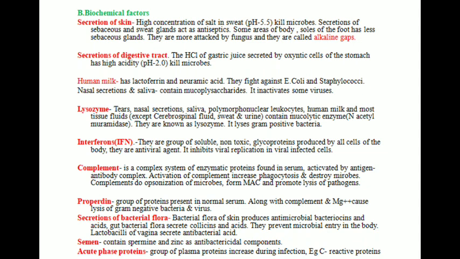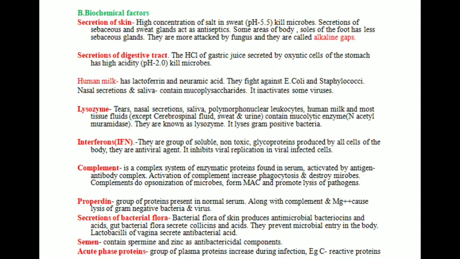The nasal secretions and saliva contain mucopolysaccharides. It inactivates some viruses. Then lysozyme: the tears, nasal secretions, saliva, polymorphonuclear leukocytes, human milk and most tissue fluids except cerebrospinal fluid, sweat and urine contain a mucolytic enzyme called N-acetyl muramidase. This enzyme is known as lysozyme. It lyses gram-positive bacteria. Then interferons, they are a group of soluble non-toxic glycoproteins produced by all cells of the body. They are antiviral agents. They inhibit the viral replication in virus-infected cells.